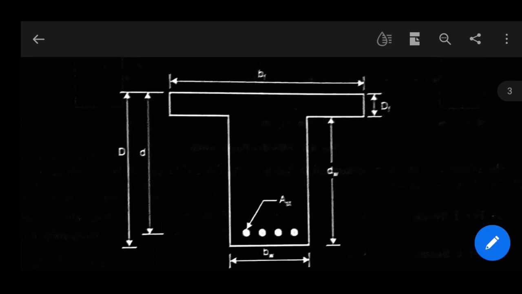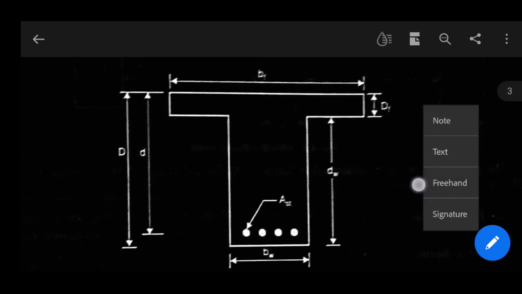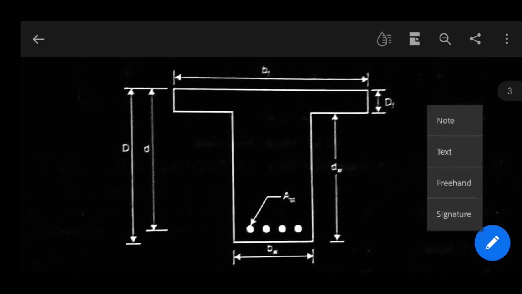Small b suffix f is width of flange, as you see in figure. Capital D suffix f is depth of flange. Small d suffix w is depth of web, and small b suffix w is width of web, and overall depth is capital D, and effective depth from the top of the flange up to the center of reinforcement, which is effective depth, is small d.